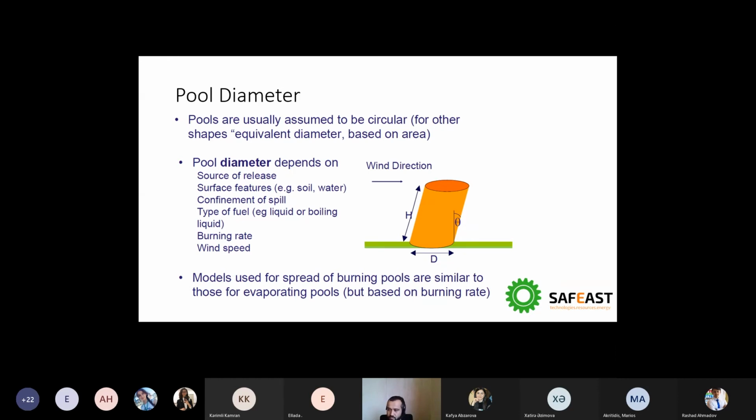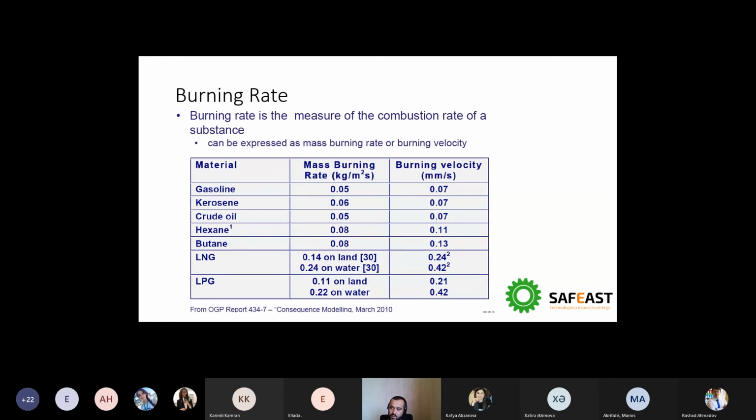This volatility will also decide the pool fire diameter. And usually the models used for spread of burning pools are similar to those for evaporating pools, just a note. So these are from the same report, different burning rates for different materials. Burning rate is really important in the pool fire calculation, because, if you remember what I said earlier in the session, pool fire extension will stop when there is an equilibrium.